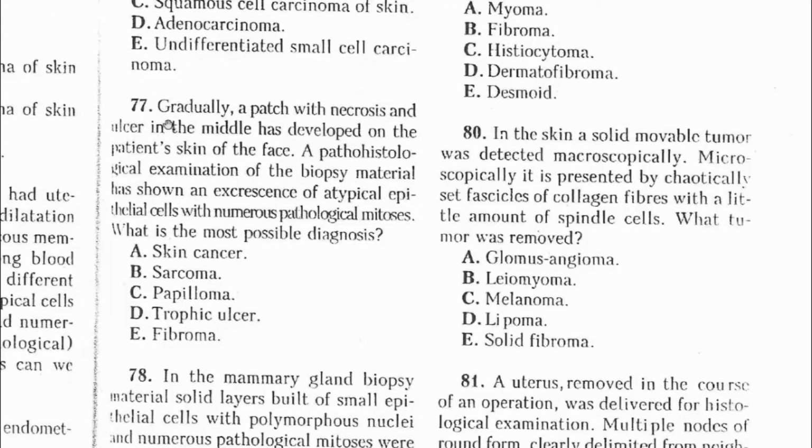77. Gradually, a patch with necrosis and ulcer in the middle has developed on the patient's skin of the face. A pathological examination of the biopsy material has shown an excrescence of atypical epithelial cells with numerous pathological mitosis. What is most probable answer? This is definitely skin cancer. Atypism means cancer. Skin, of course, on the face.